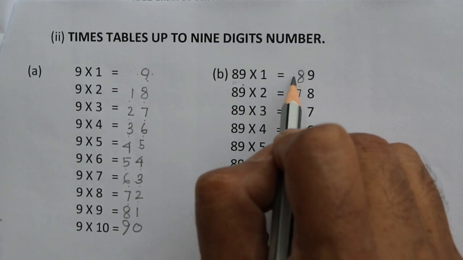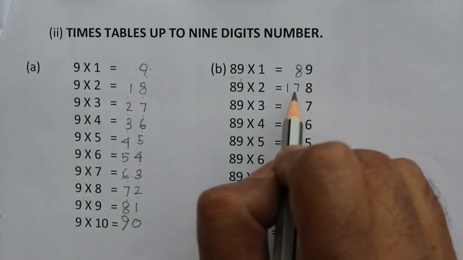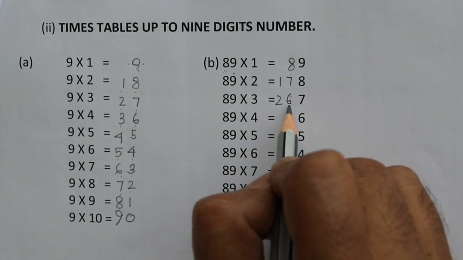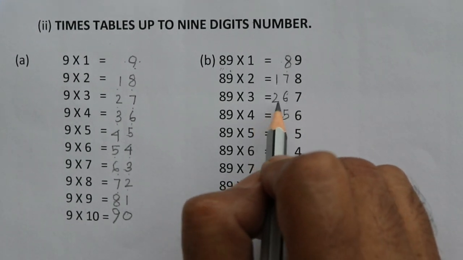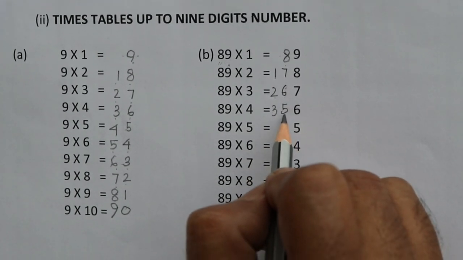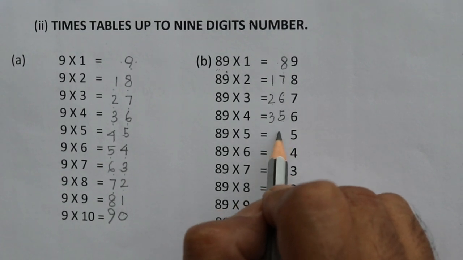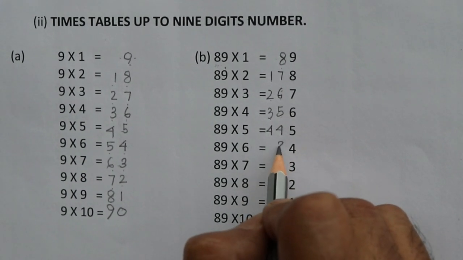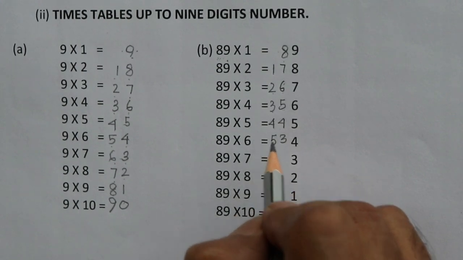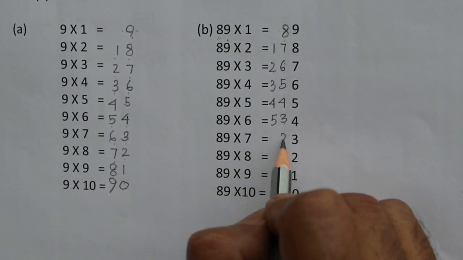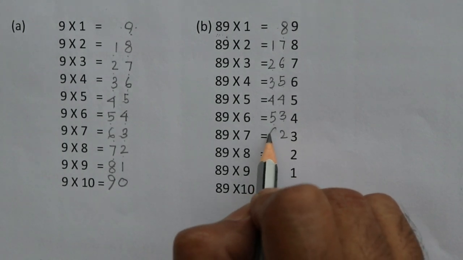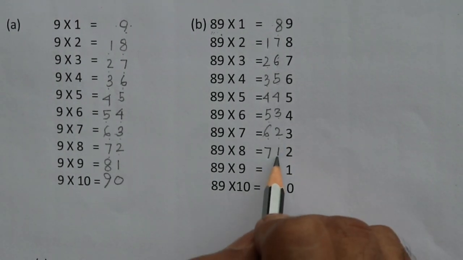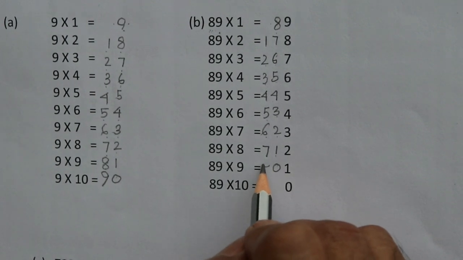0 plus 1, 1. 7 minus 1, 6. 1 plus 1, 2. 6 minus 1, 5. 2 plus 1, 3. 5 minus 1, 4. 3 plus 1, 4. 4 minus 1, 3. 4 plus 1, 5. 3 minus 1, 2. 5 plus 1, 6. 2 minus 1, 1. 6 plus 1, 7. 1 minus 1, 0. 7 plus 1, 8.